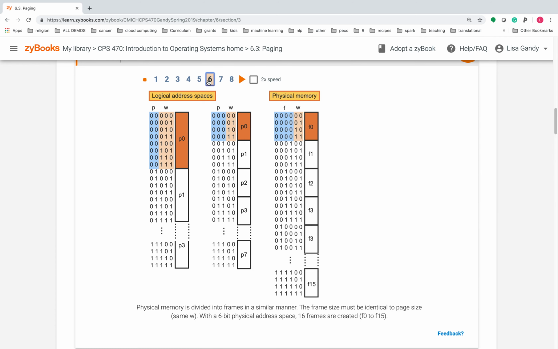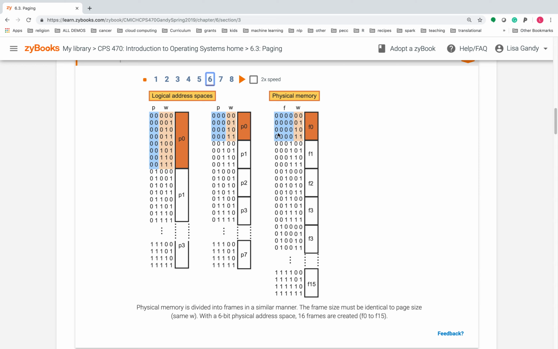So physical memory is divided into frames in a sense. This is our virtual memory. This is the actual memory in your computer. It's divided into frames in a similar manner. The frame size must be identical to the page size. So like here, this is our page size. This is how many words are on a page. This has to be the same.